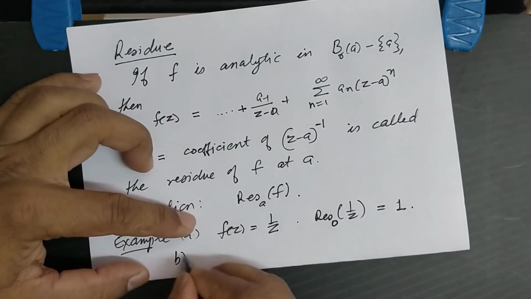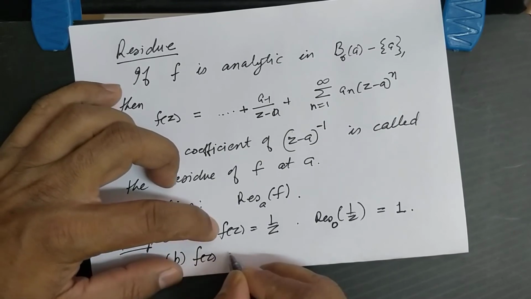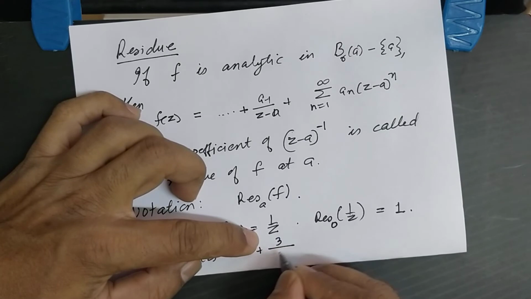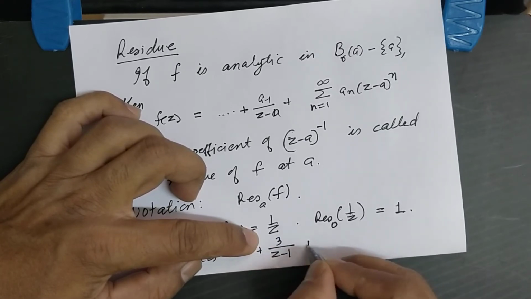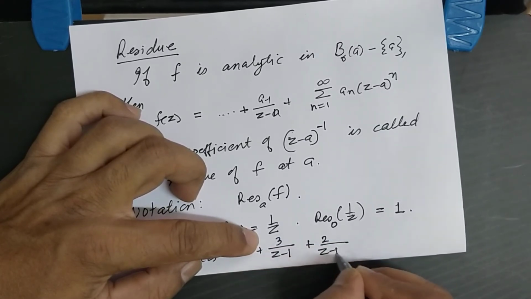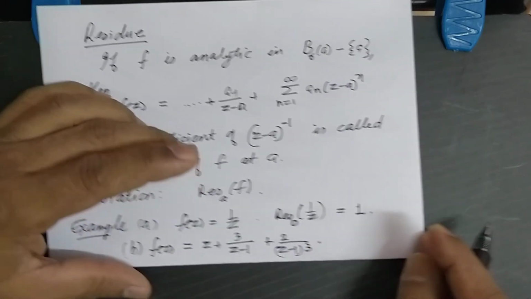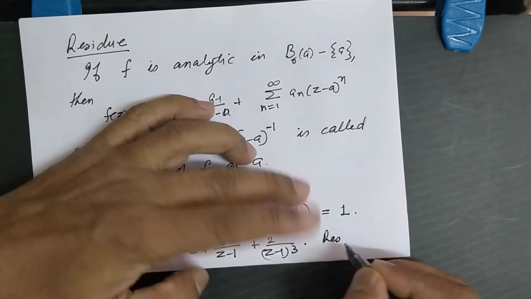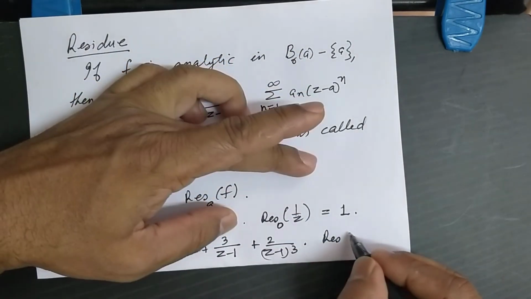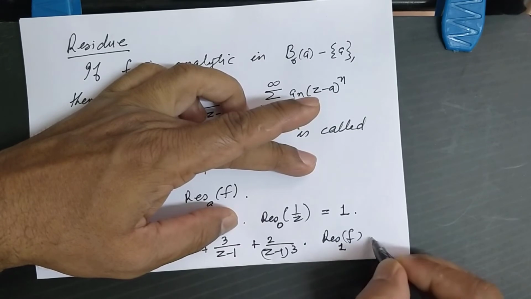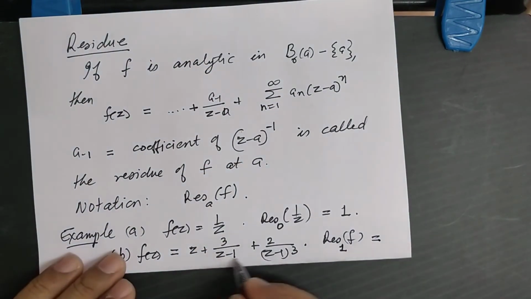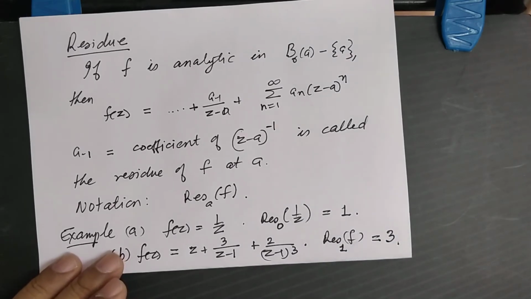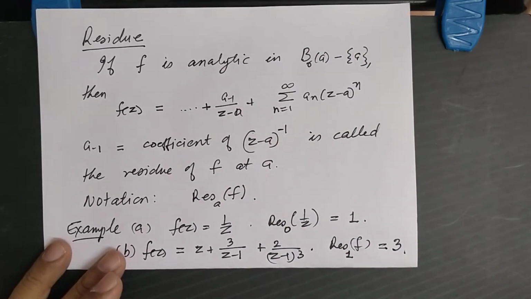If I look at f of z equal to z plus 3 upon z minus 1 plus 2 upon z minus 1 cube, then what is the residue of this function at z equal to 1? The residue of f at 1 is equal to the coefficient of 1 upon z minus 1, which is 3. So that's how we work with residues.